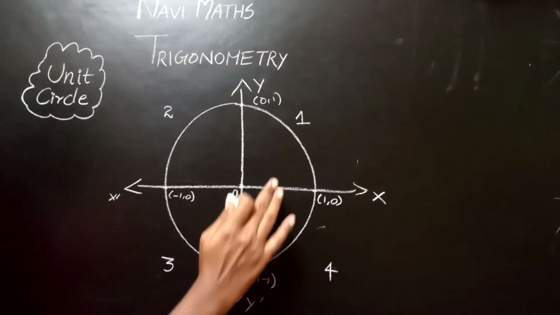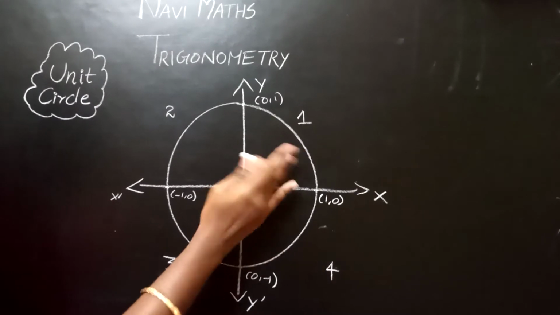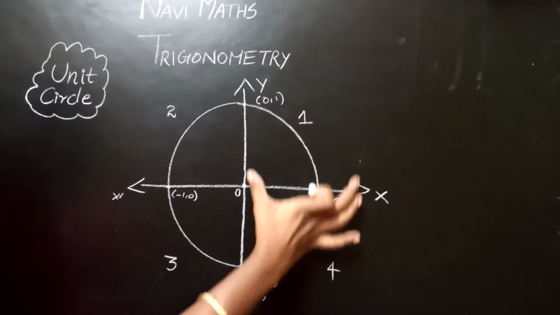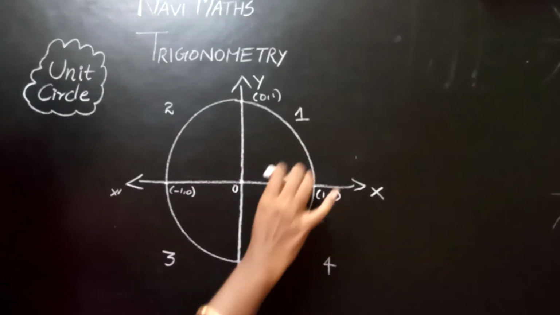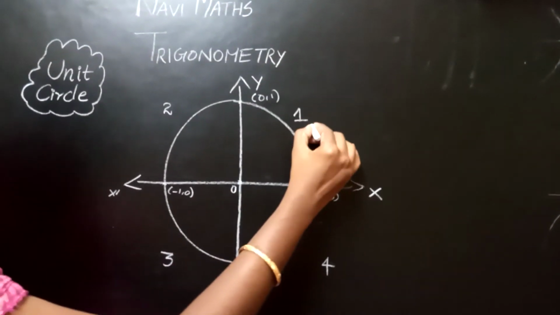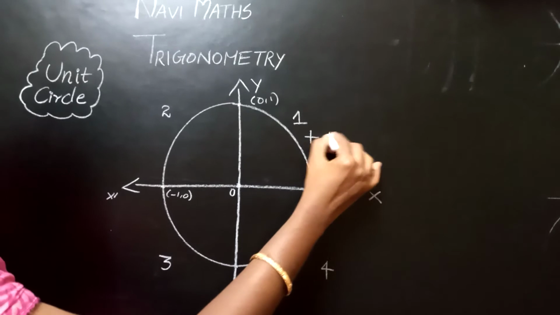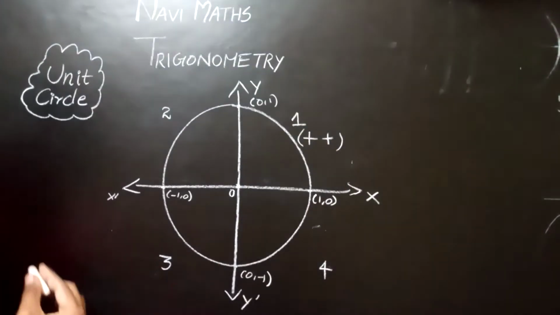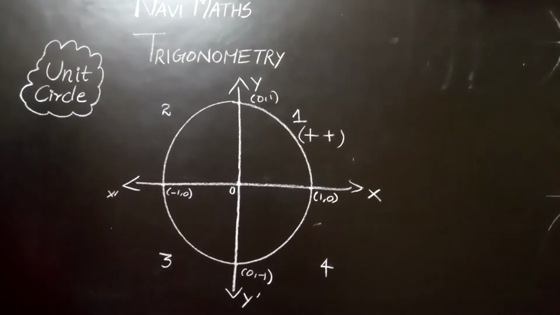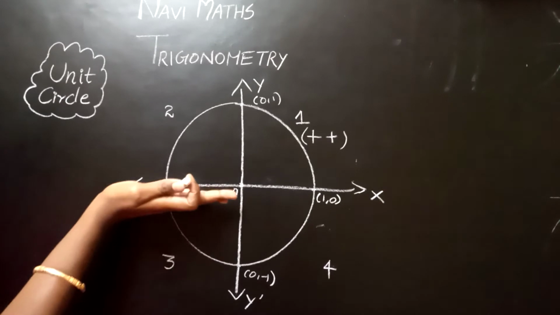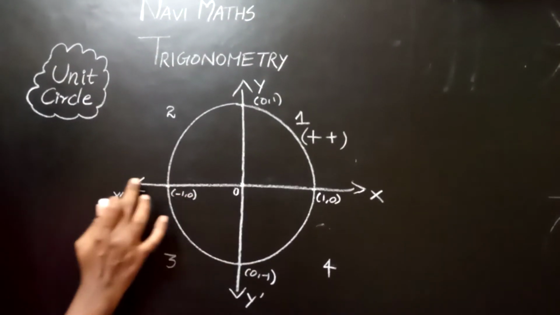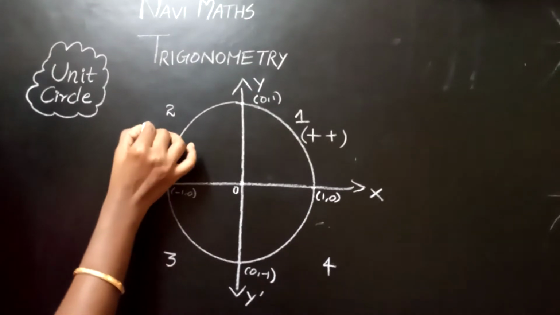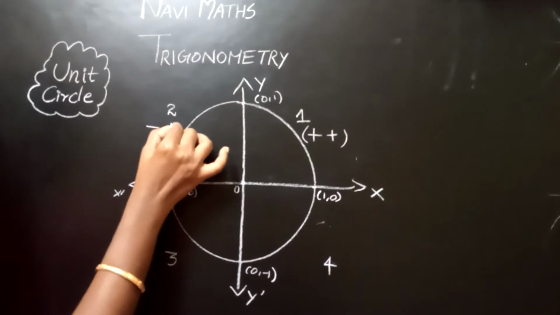Signs means, here the first quadrant is a combination of the x-axis plus part and the y-axis also plus part. Only this area, from the y-axis and this part of x. So we should say that both are plus. In the first quadrant both are plus. In the second quadrant x will be the negative part but y will be the positive part, because in the y-axis this is a negative direction. So we have to say minus and plus.